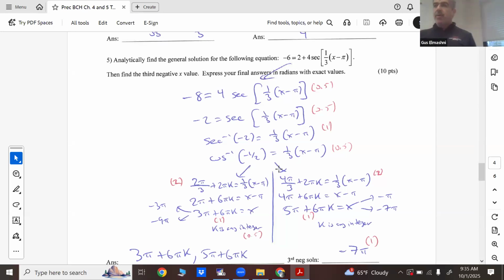And then, of course, figure out which one is the third negative answer based upon that. So you could do k is -1, k is -2. You should land on -7 pi for that one.